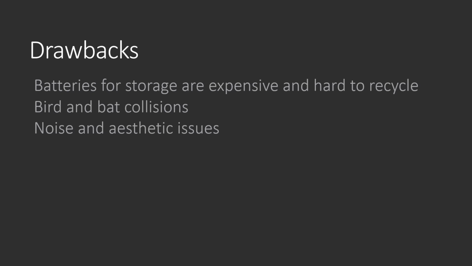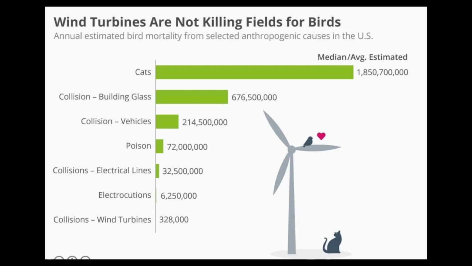Of course, the drawbacks, you do have to store that energy, and the batteries for storing the energy is very expensive and it's hard to recycle. You have bird and bat collisions. We'll talk about birds in a minute. And there are noise and aesthetic issues associated with wind turbines. They're very loud, and some people don't like the look of them.